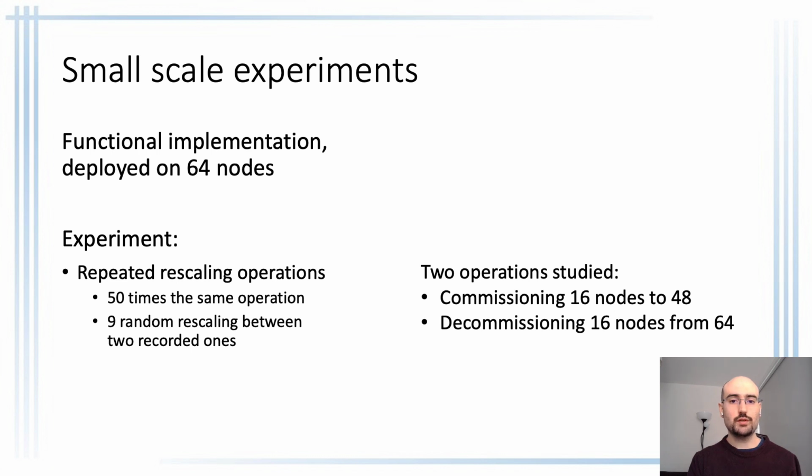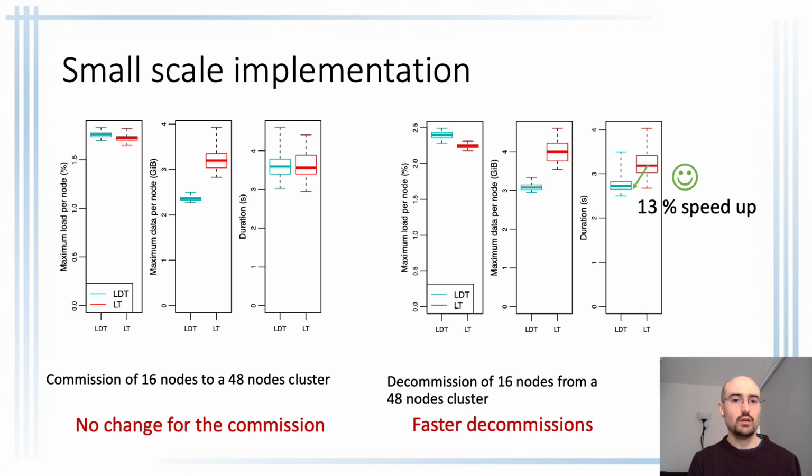For the second set of experiments, we use the storage microservice described before and studied its performance. We configured the storage microservice to manage 256 buckets that are stored in memory for a total of 128 gigabytes of data. With this, we studied two rescaling operations, scaling up from 48 nodes to 64 nodes, and scaling down from 64 nodes to 48. With the actual implementation of Pufferscale in a microservice, we obtain the same results as the emulated storage system. Adding data balancing does not change the commission and speeds up the decommission. In our case, the decommission was sped up by 13%.